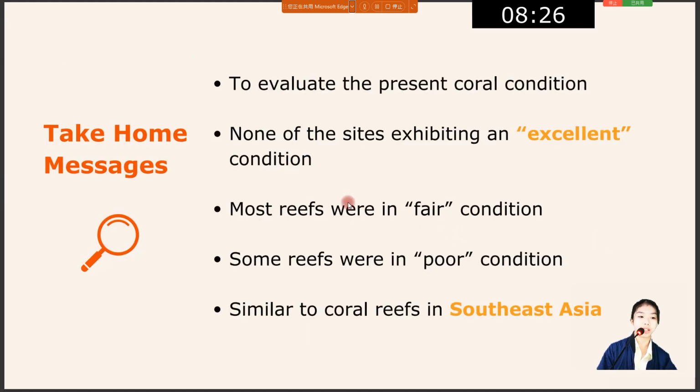So now take-home messages. First, the purpose of the study is to evaluate the present coral condition. Unfortunately, none of the sites actually fall under the excellent condition. But the result shows that it is pretty similar to the coral reefs in Southeast Asia.